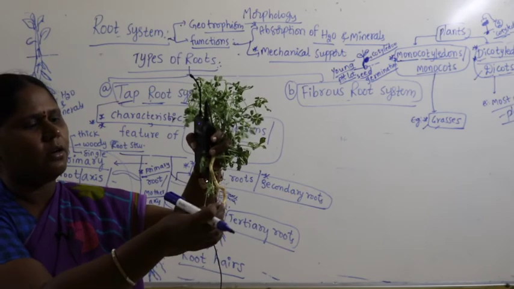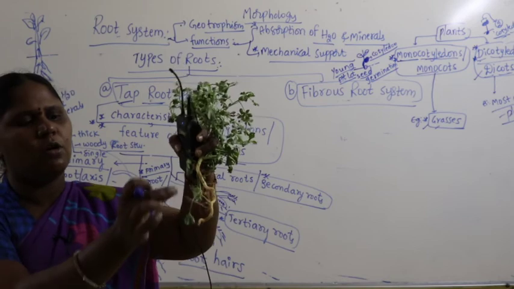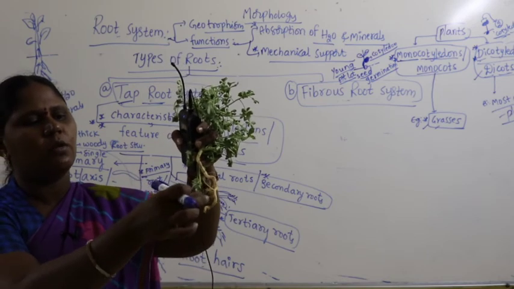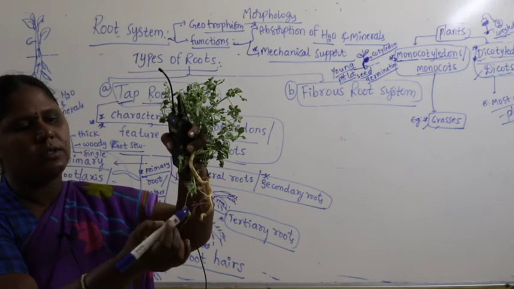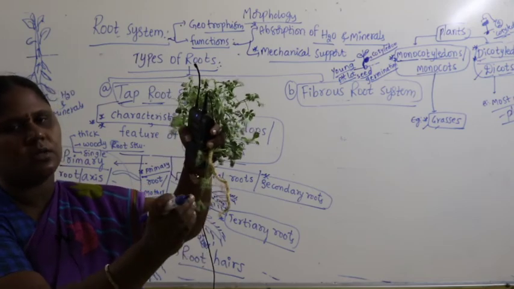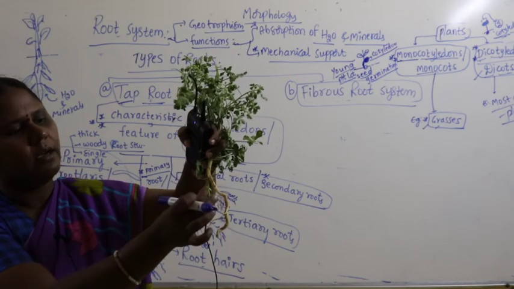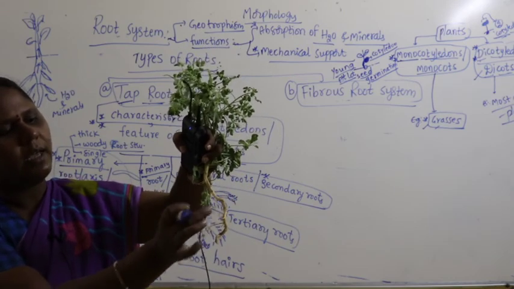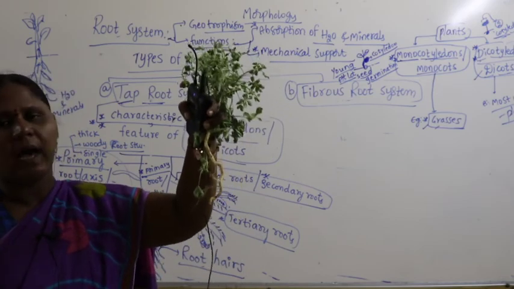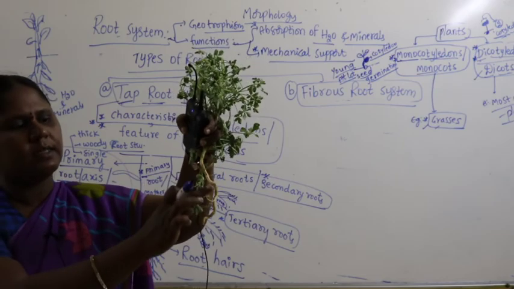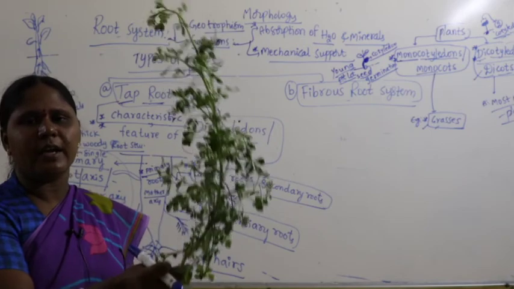Now from this secondary root, you can see some more small roots coming. These are called tertiary roots. Tertiary roots have small hair-like structures. These hair-like structures, here and here, are called root hairs. Now what is this? Tap root system. This is a dicot plant.